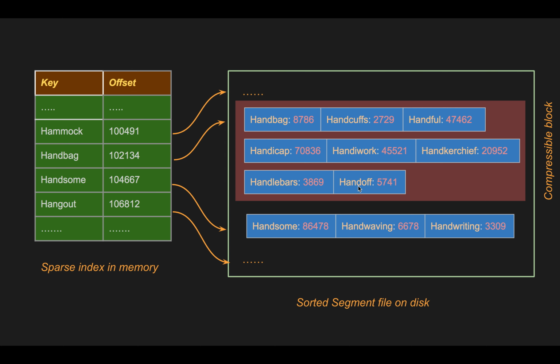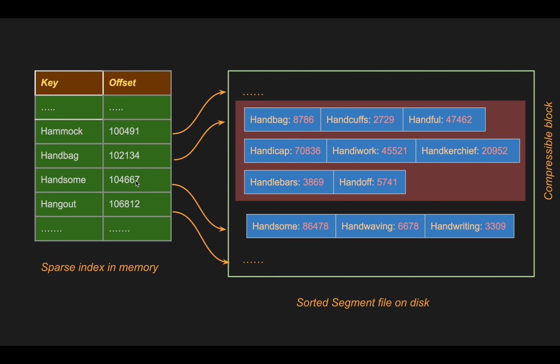Now, let's say we want to search for the key handiwork, which has a value of 45521. Let's also say we don't know the exact offset of this key in a segment file, but we do know the offsets of these two keys, handbag and handsome. The offsets of these two keys are 102134 and 144667.